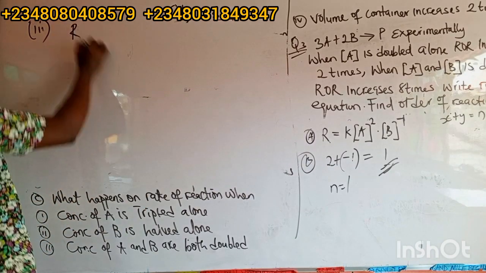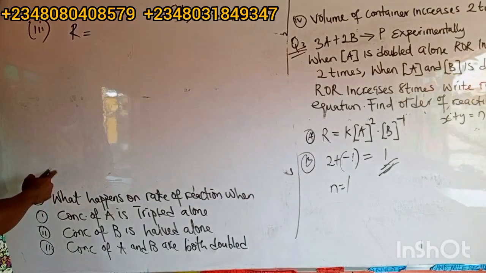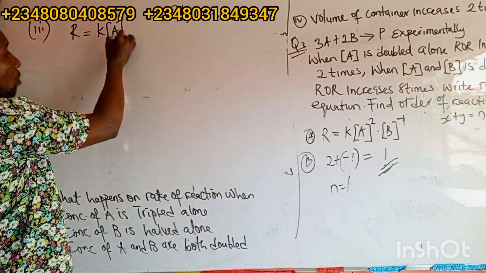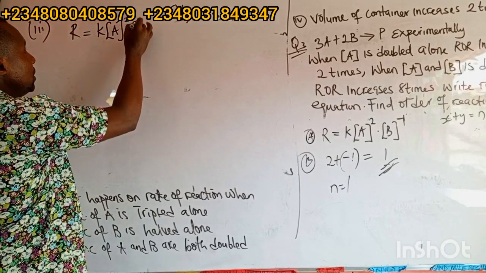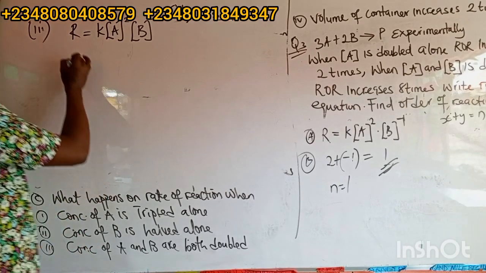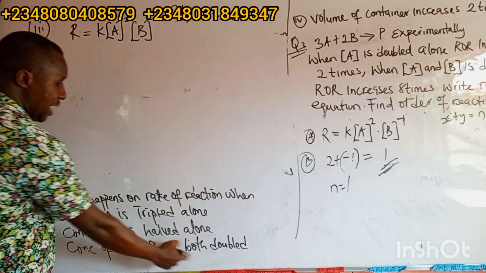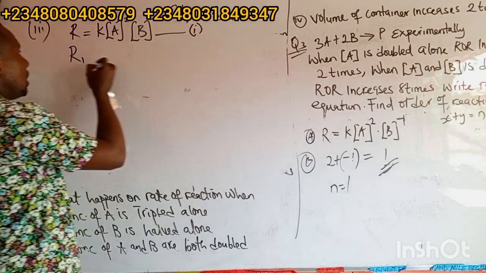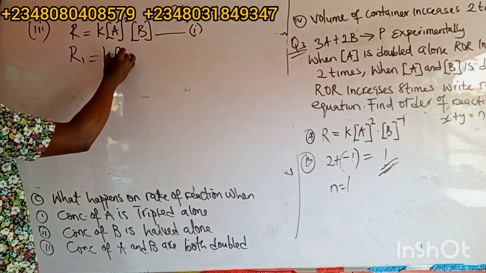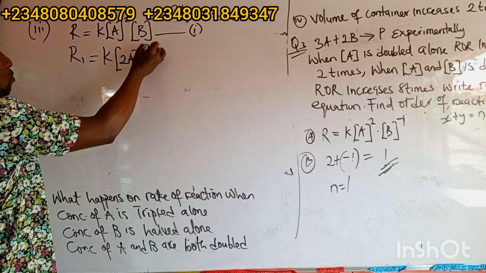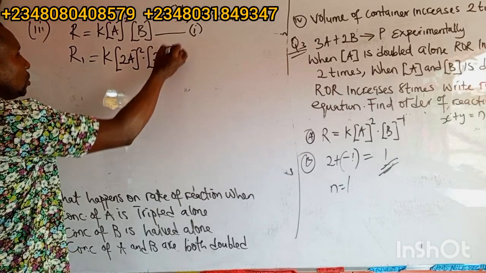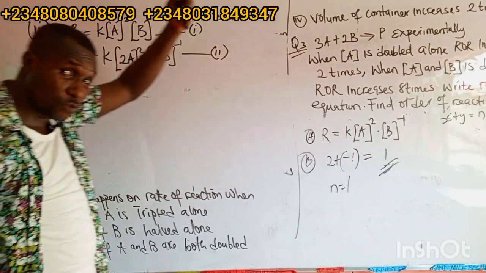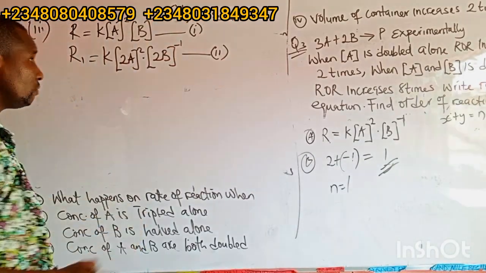The rate law we still have, because we are still on this question, we are still using the rate law. R equals K A raised to power 2, B raised to power minus 1. When concentration of A and B are both doubled, we have the second rate law, equation 2. A is doubled, likewise B is doubled. Divide equation 2 by equation 1.